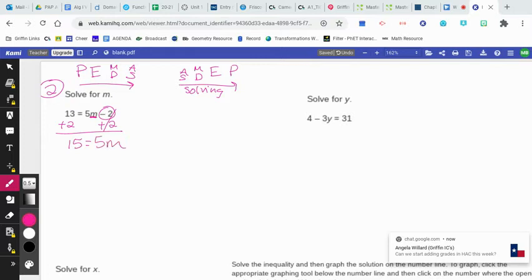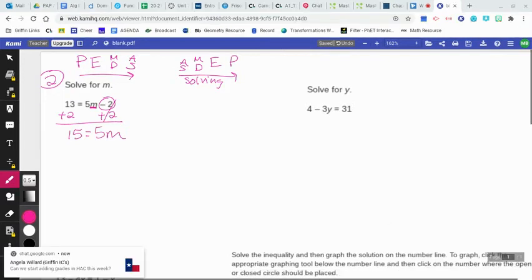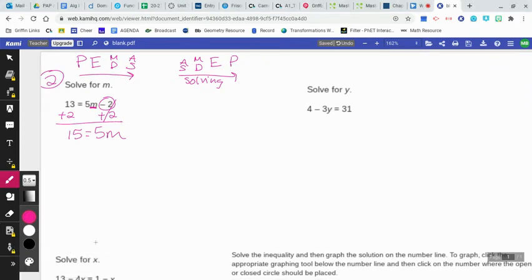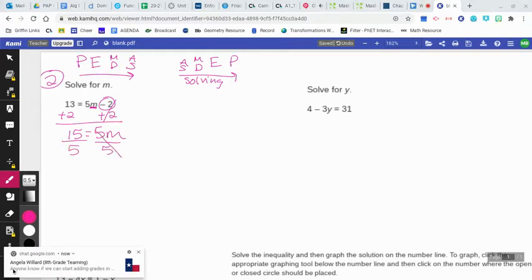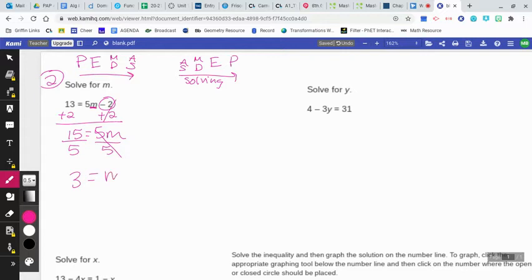Now that there's no addition or subtraction left, I'm ready to look at any multiplication or division. That 5 is next to the m. Any number next to a variable is multiplication. So the inverse of multiplication is division. I'm going to divide both sides of the equal sign by 5, to which 15 divided by 5 is 3. 5m divided by 5 is just m, so m is equal to 3.